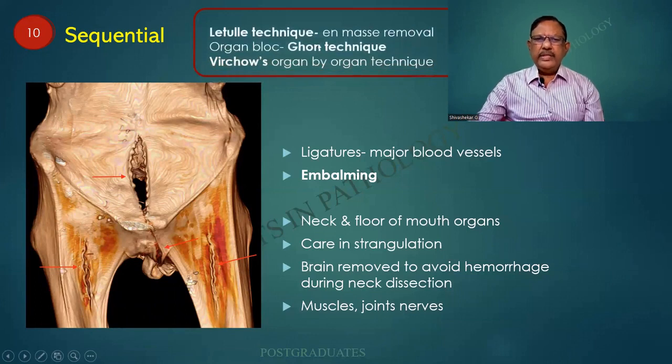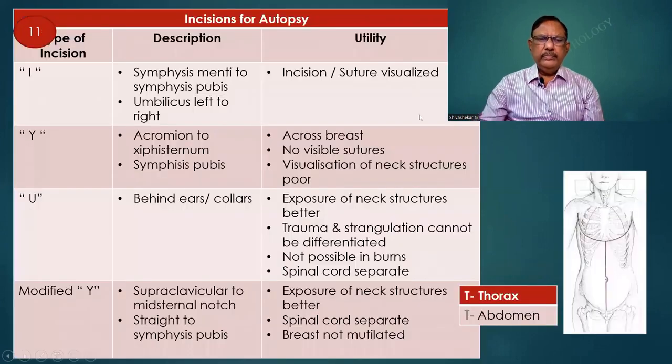These are again the various techniques of removing. This particular chart is a summary of the different types of incisions. In this, I have mentioned the I, Y, U, and the modified Y incisions. And what is the region that each is extending to? U, for example, starts behind the ears or the collars. And in each one, what is the advantage or the disadvantage?